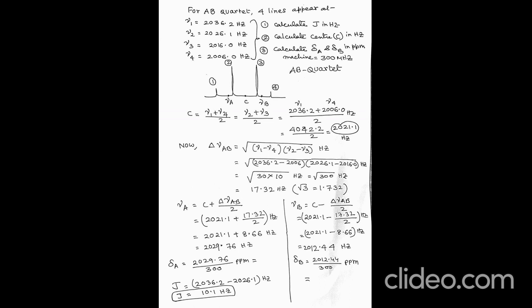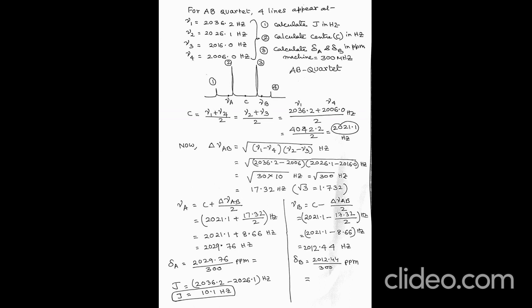In order to calculate this, first we have to calculate delta nu AB, that is the square root of (nu 1 minus nu 4) multiplied by (nu 2 minus nu 3). If we put the relevant data given in this problem, we can calculate this in Hertz using a calculator. Now we know the C value and the delta nu AB value, and by using these two we can calculate nu A and nu B. The formula for nu A and nu B is C plus delta nu AB by 2, and C minus delta nu AB by 2.